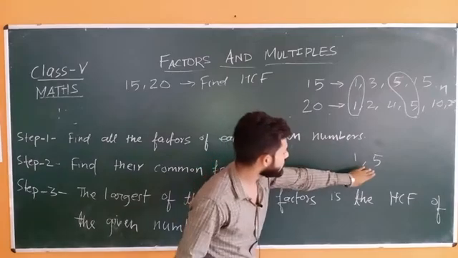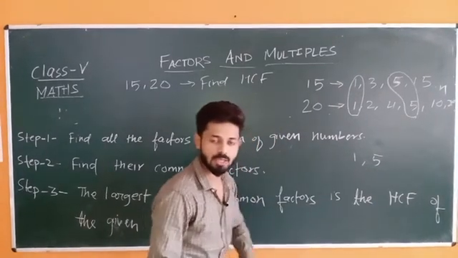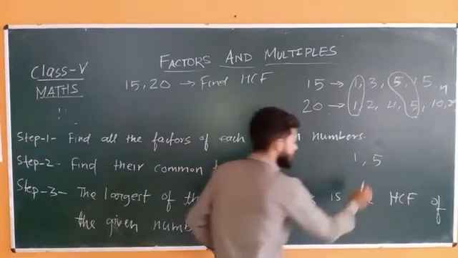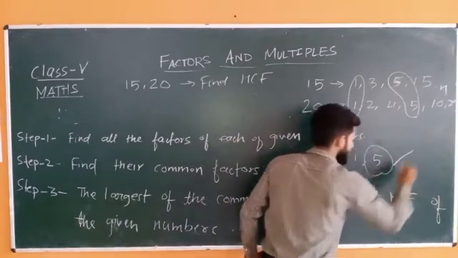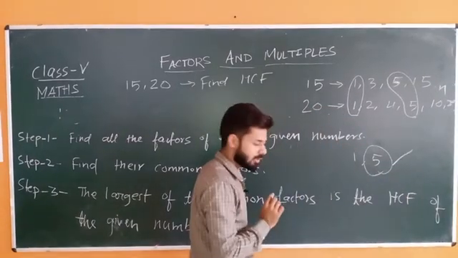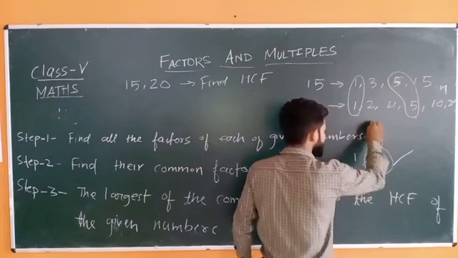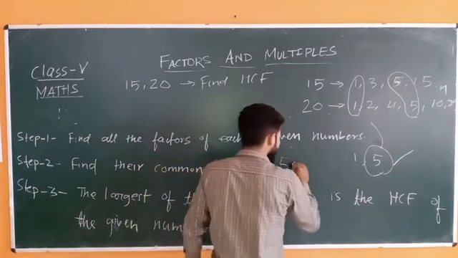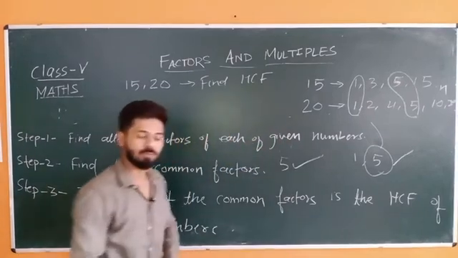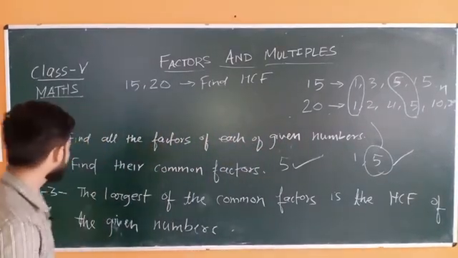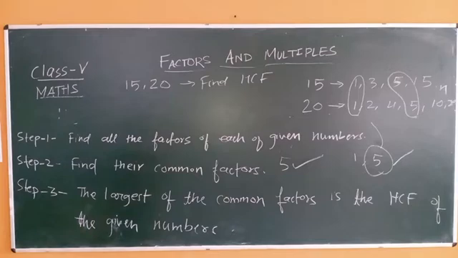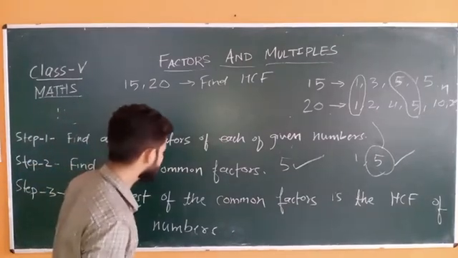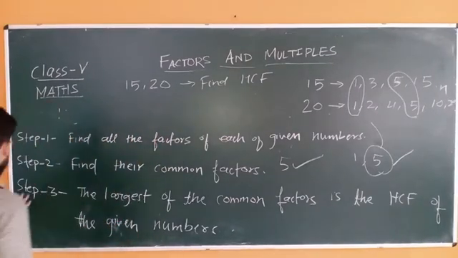And out of both these numbers, which one is highest? 5 is the highest one, 5 is the largest one. So 5 will become the HCF of 15 and 20. So I hope it is clear to everyone. You can easily find the HCF of any number, only you have to follow all the 3 steps.